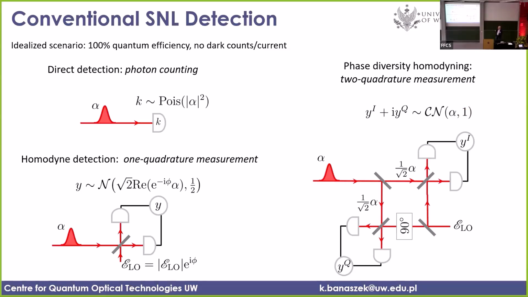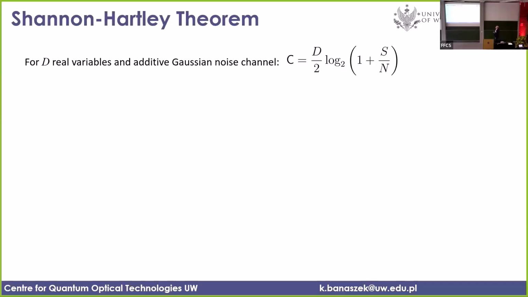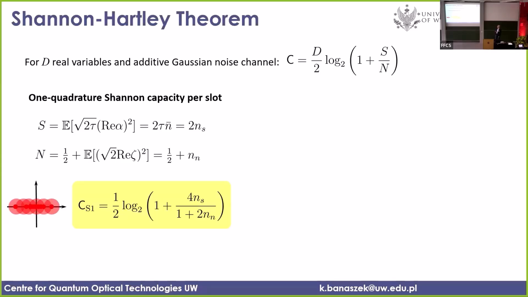So now let's go to the task of transmitting classical information. We all know the Shannon-Hartley limit that tells us that the capacity is the number of real variables we have at our disposal times log of 1 plus signal to noise ratio. Let's apply it to our model scheme. First, let me consider a perhaps a bit strange approach, when we are just using a single quadrature to encode information. It's very easy to do the numbers and arrive at this single quadrature expression.